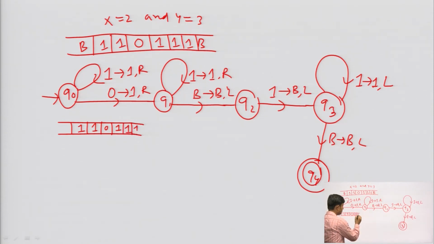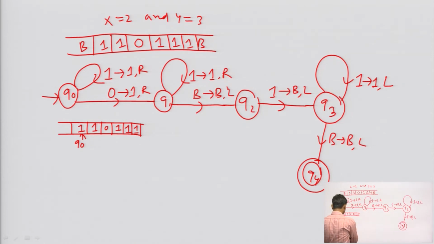X is 2, y is 3. Because we have taken a unary input alphabet, x is 2, which is 1 1, and y is 3, which is 1 1 1. Now start from Q0, with the head on the first 1. When Q0 reads 1, you take the transition: read 1, keep it as 1, then move right.